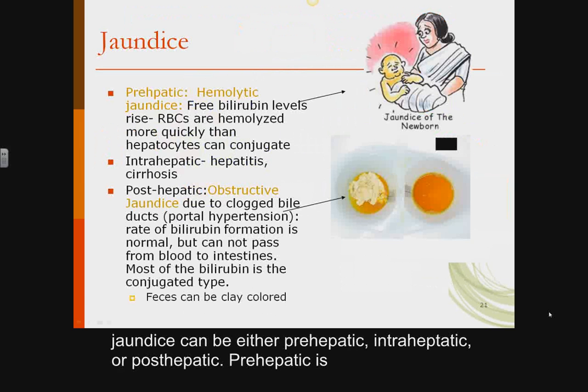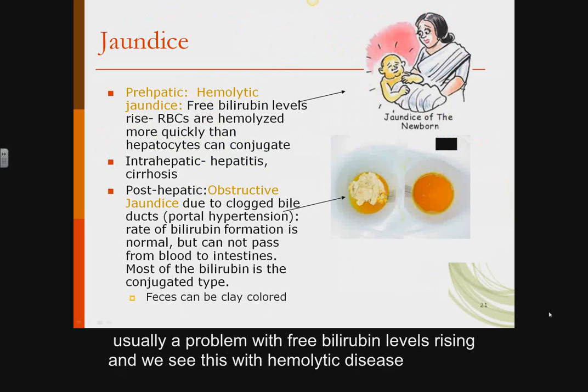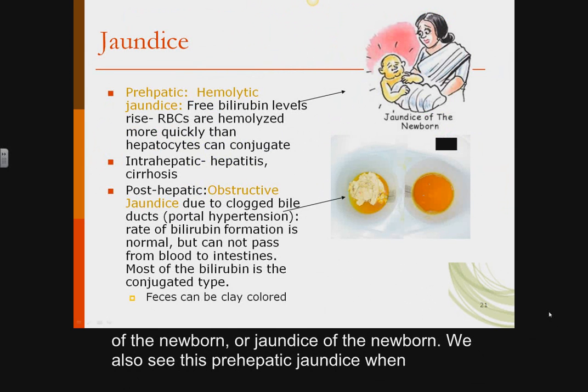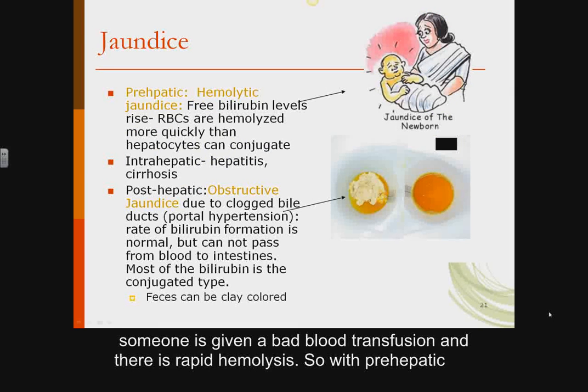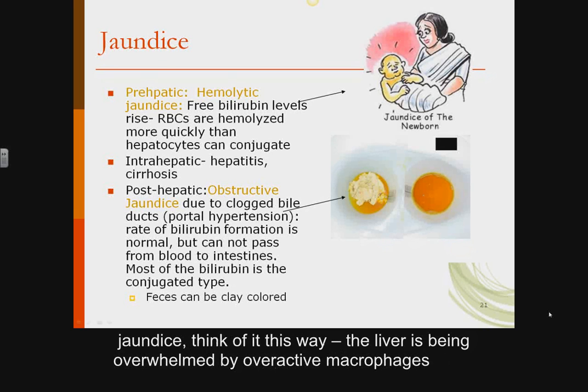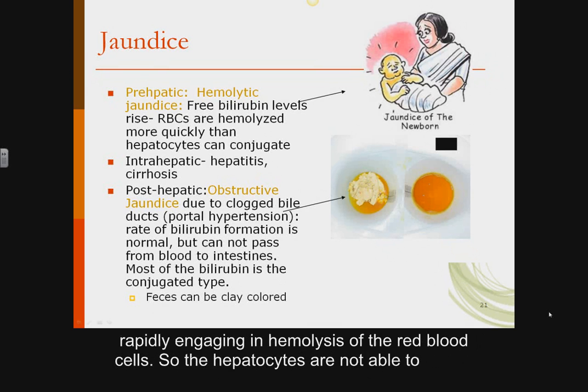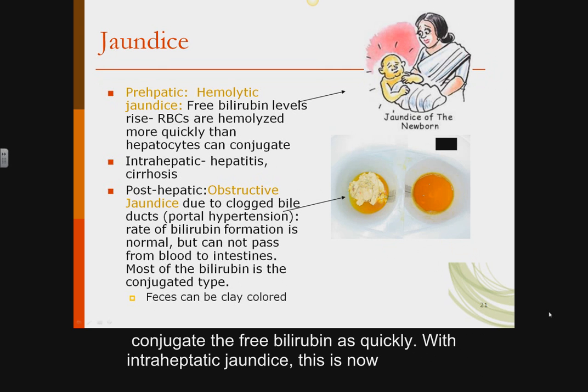Jaundice can be either prehepatic, intrahepatic, or posthepatic. Prehepatic is usually a problem with free bilirubin levels rising, and we see this with hemolytic disease of the newborn, or sometimes called jaundice of the newborn. We also see this prehepatic jaundice when someone is given a bad blood transfusion and there is rapid hemolysis. So with prehepatic jaundice, think of it this way. The liver is being overwhelmed by overactive macrophages rapidly engaging in hemolysis of the red blood cells. So the hepatocytes are not able to conjugate the free bilirubin as quickly.